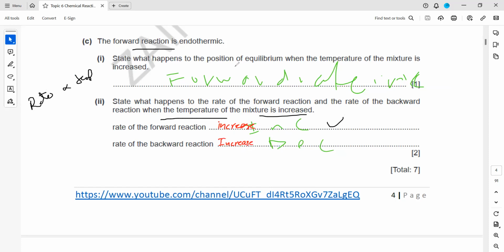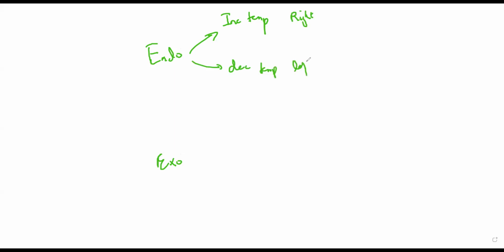State what happened to the position of equilibrium when the temperature is increased. You have to recall the idea for reversible reactions. A reversible reaction can be endothermic, or it can be exothermic. If it's an endothermic reaction and you increase the temperature, the equilibrium will shift towards the right-hand side. If you decrease the temperature, the equilibrium will shift towards the left-hand side. In the same way for an exothermic reaction, when you increase the temperature, the equilibrium will shift towards the left, and when you decrease the temperature, the equilibrium will shift towards the right.